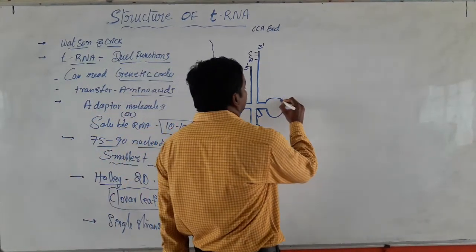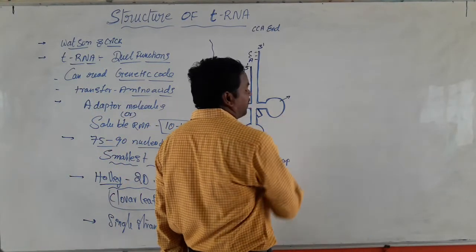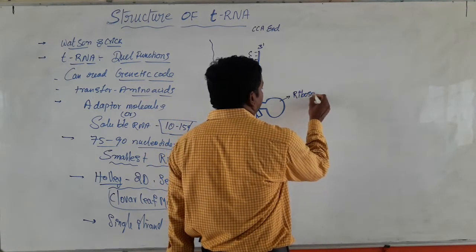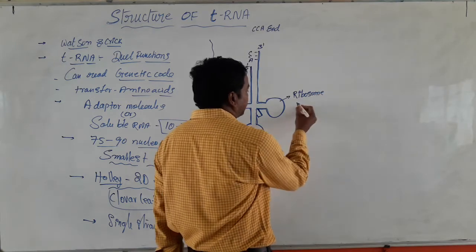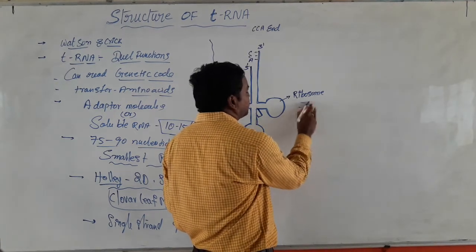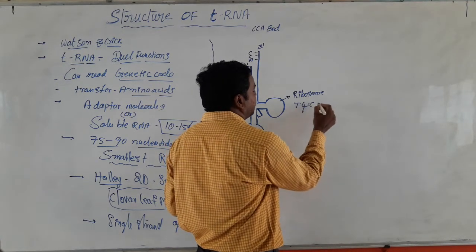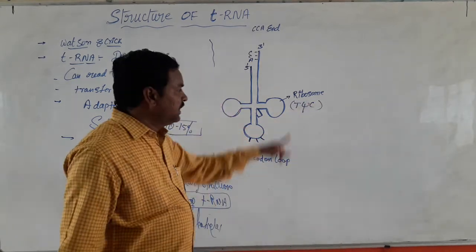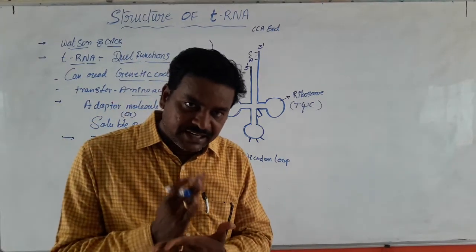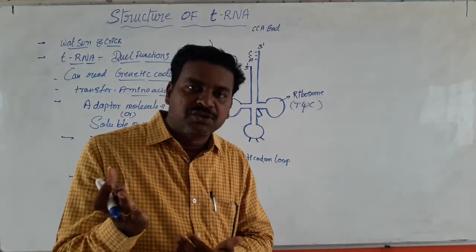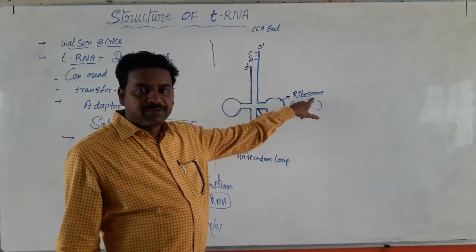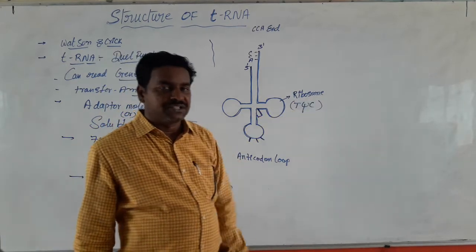Similarly, the right side loop is responsible for recognizing the ribosome, and this is also called the T-pi-C loop. Once the amino acid is attached to the CCA end, it is transported to the ribosome. Now this loop will recognize the ribosomal site to transfer the amino acids.